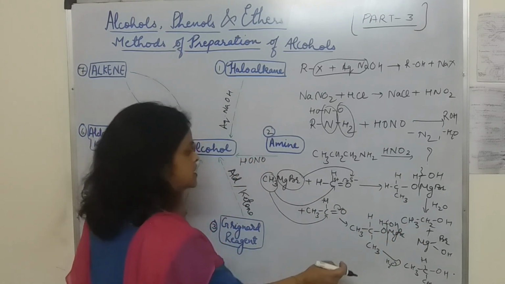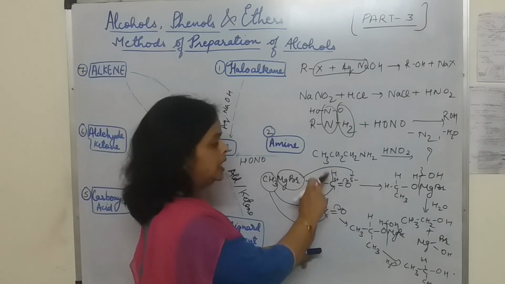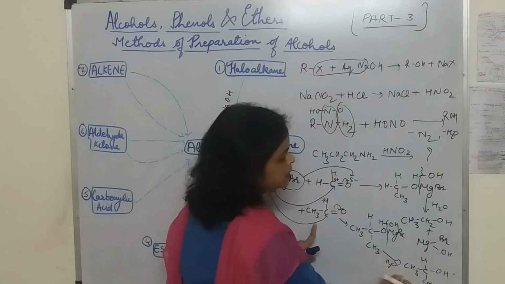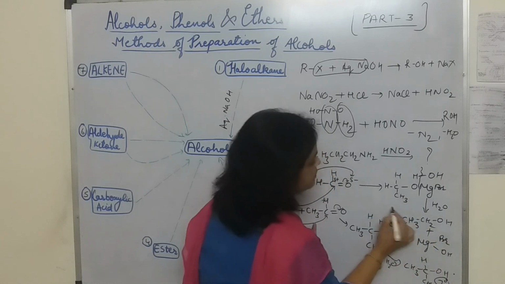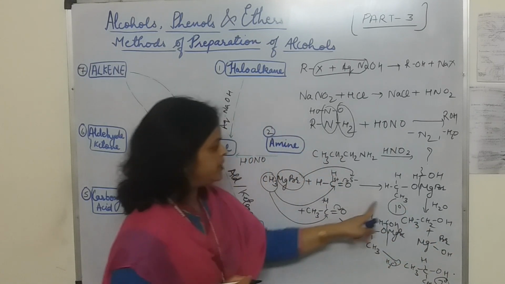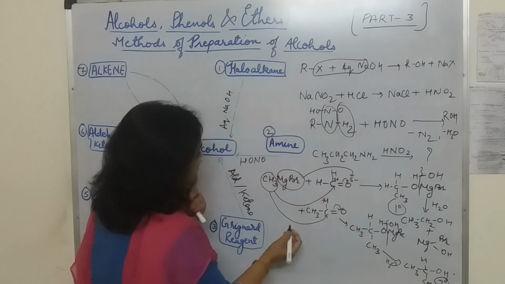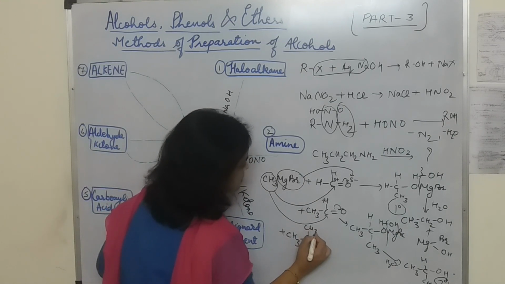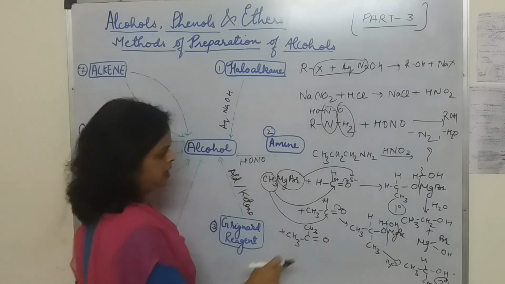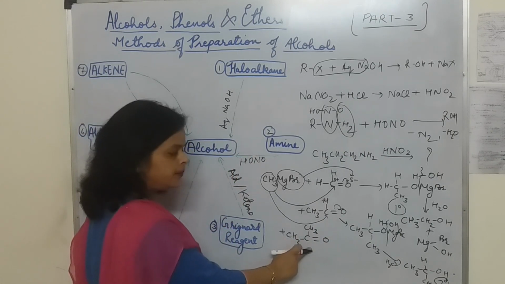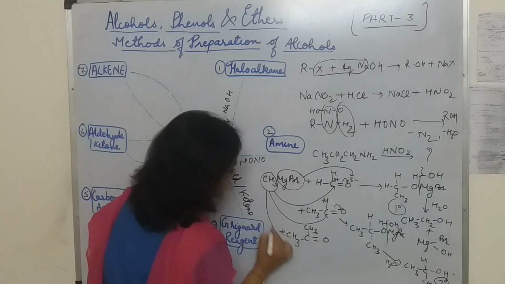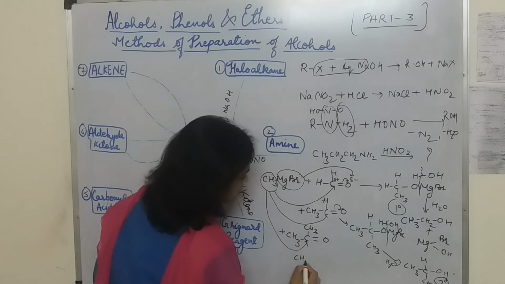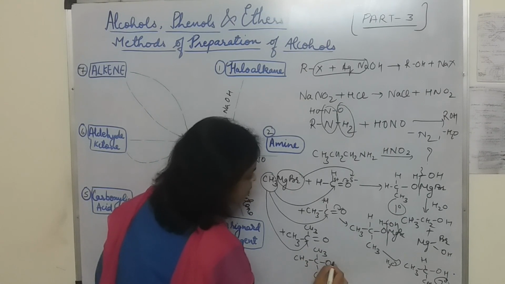So here what we have seen, when we are taking aldehyde other than formaldehyde, we are getting the 2 degree alcohol. And we were getting 1 degree alcohol when we were taking formaldehyde. Now if I am taking the ketone, CH3, C, CH3 double bond O, what will be the product, students? You can tell me. CH3, C, CH3, CH3, O, MgBr.